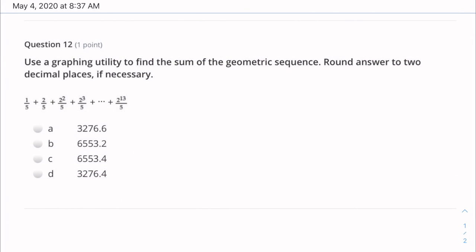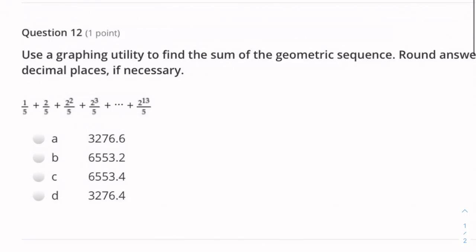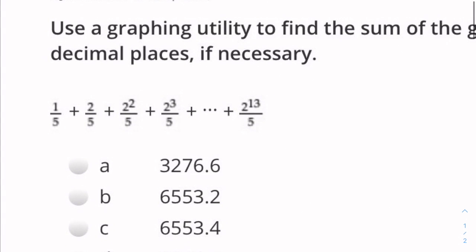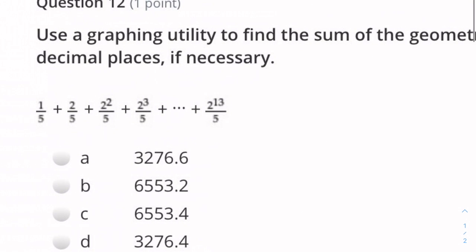So here's a quick question from the arithmetic sequence and series using technology to do the summations for you. And the trick here is knowing what the proper notation is. So we're going to look at this series and see that it goes 1/5, then 2/5, then 2 squared over 5, then 2 cubed over 5, and then 2 to the 13th over 5. So the 5 is staying constant, and we're looking at powers of 2.